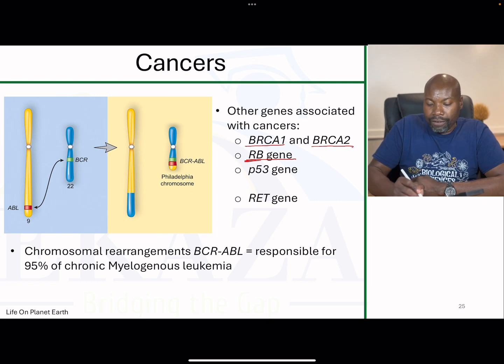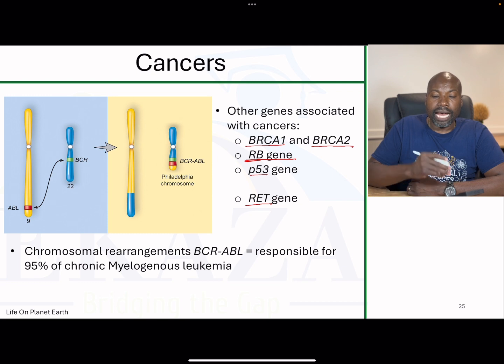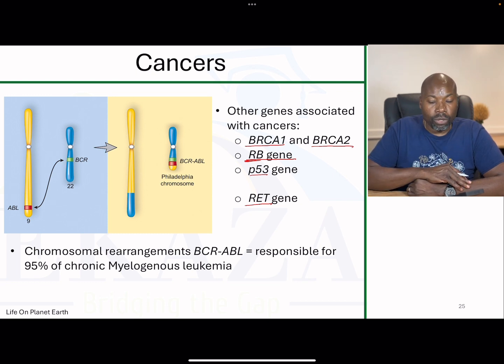And then we have the P53. P53 is another gene that, when altered, can cause uncontrolled cell division. And also we have the RET gene that also can cause cancer, that is associated with cancer.